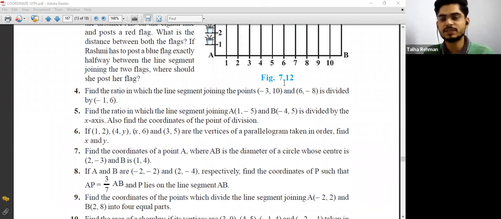We will have a test of 20 to 25 minutes in the next maths class, and after the test we will continue our trigonometry. So okay Azan, thank you. You can leave.